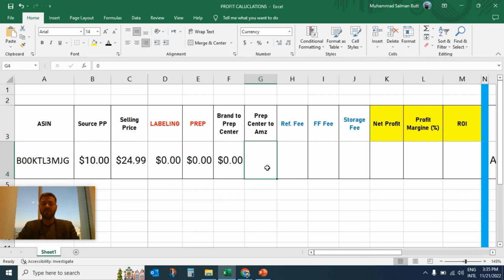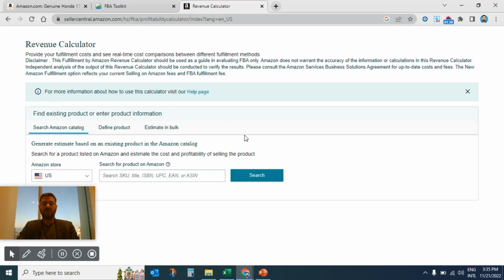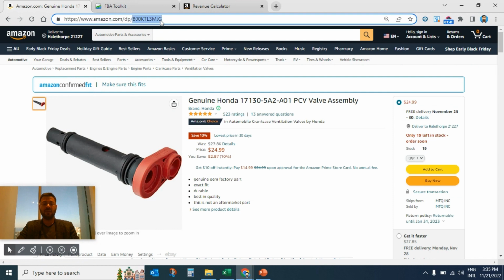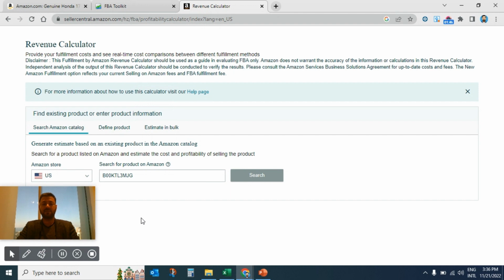For the shipping from the brand warehouse to the Amazon warehouse, maybe I will be able to ship this product for 50 cents per piece. And then I need to see the referral fee, fulfillment fee, and storage fee, which I will get from the Amazon Revenue Calculator. What I will do is copy this ASIN, come here, paste this, and search this product.